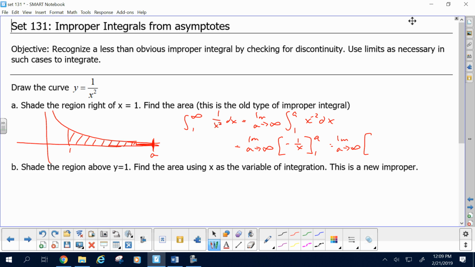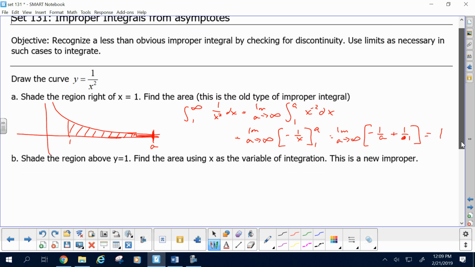Depending on if the curve decreases fast or slow, it might converge, it might not converge. In this case, does this converge or diverge? This converges and the area is 1 square unit.